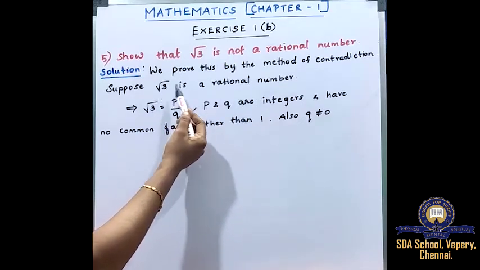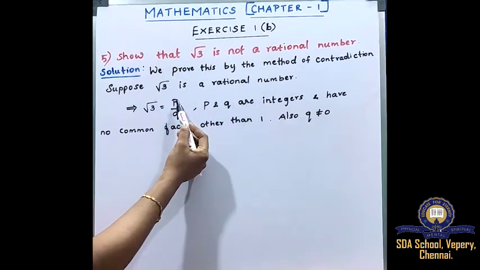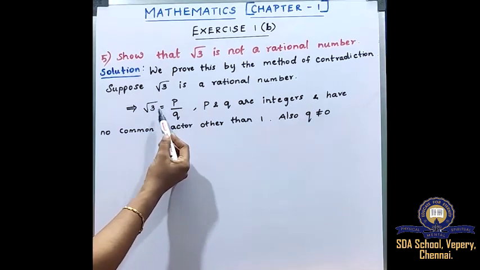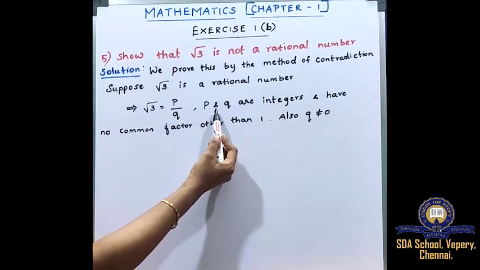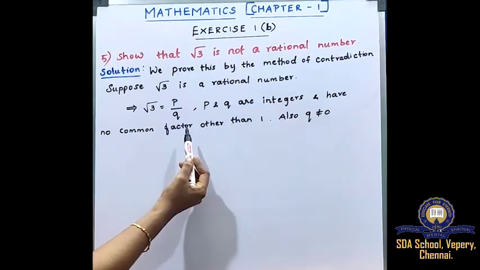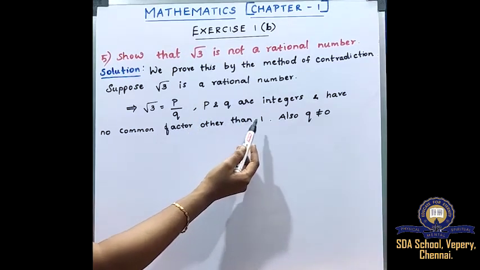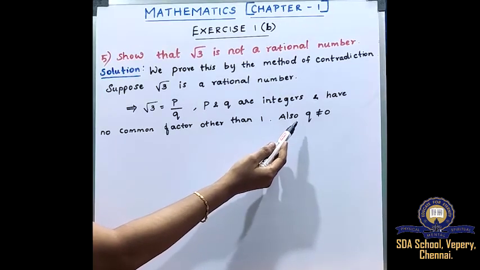Since it is a rational number, it will be of the form p by q, right? So we are going to write root 3 equals p by q. According to the rational number definition, we will write p and q are integers and have no common factors other than 1. Also, q should not be equal to 0, right?